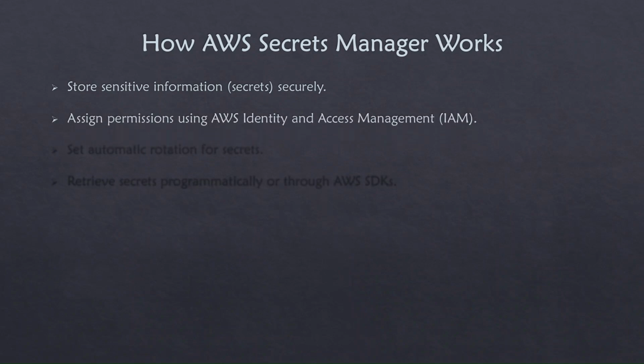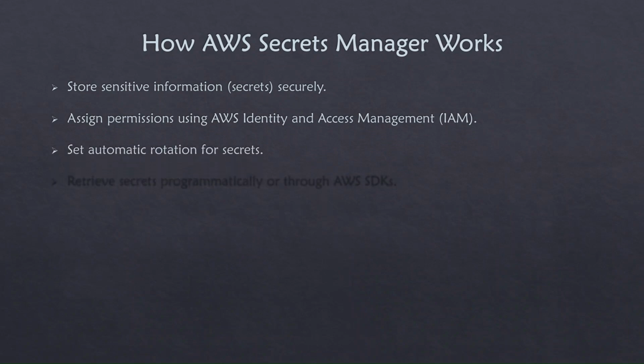Next, assign permissions using AWS Identity and Access Management. Access to secrets is controlled using IAM policies, which define who can retrieve or manage secrets. By assigning specific roles and permissions to users and services, you can ensure that only authorized entities can access the secret.